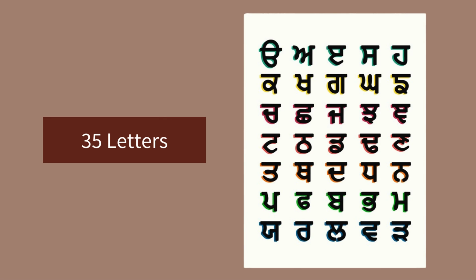The Gurmukhi script is also called 35 Akhri because historically it had a total of 35 letters. In Punjabi, the number 35 is called 35. These 35 letters are divided into 7 rows and each row has 5 letters. Learning Gurmukhi is really simple. Let's get into it.